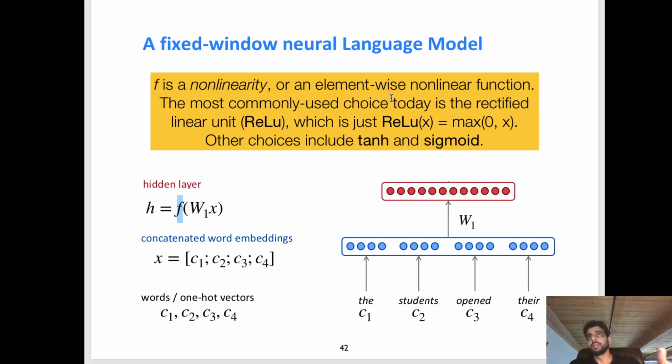So if you look today at the most popular choices, probably the most commonly used one is the rectified linear unit, or ReLU. So this one is very straightforward. The function is just ReLU of x, where x is a vector, is the max of 0 and x. And this is applied element-wise. So basically, any element of a vector that is negative gets converted to 0. Otherwise, it remains the same. It's an identity function. Other choices were popular before this, such as tanh and sigmoid.